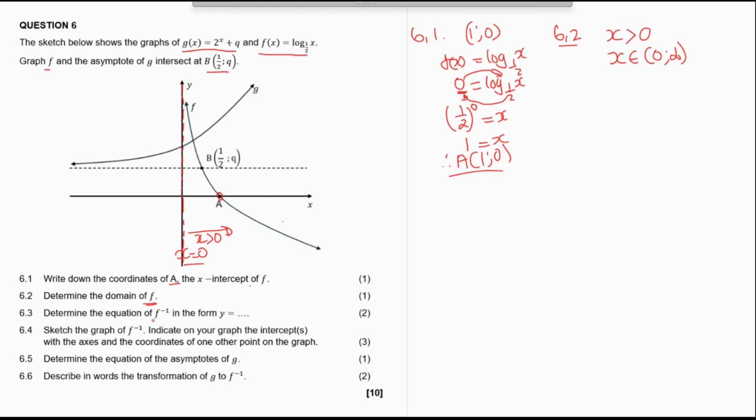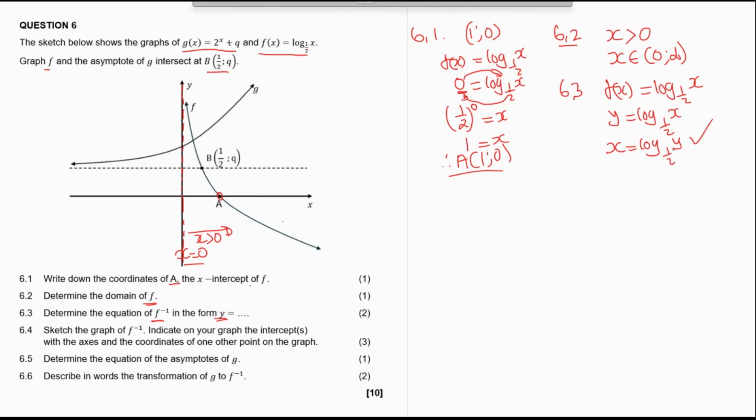6.3, determine the equation of the inverse of f in the form y is equal to. These are free marks, 2 marks for free. Let's start with the equation of f of x. f of x is equal to log x to base half. This is like y is equal to log x to base half. Remember, interchange x and y. Where there's x, put y. Where there's y, put x. So x is equal to log of y to base half. You see that? That's 1 mark for free.